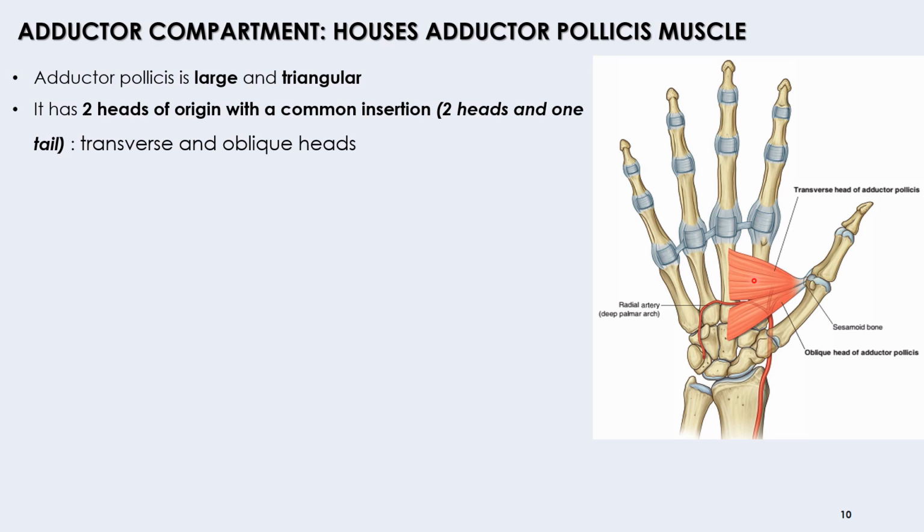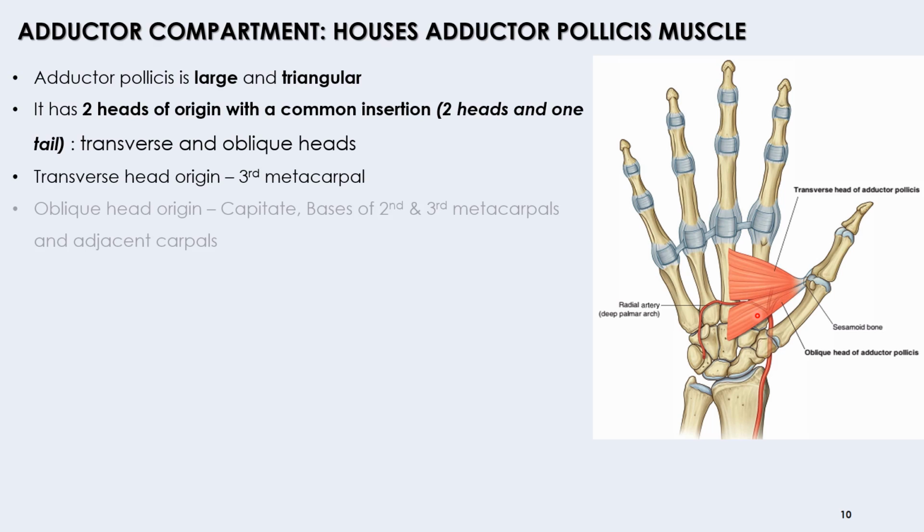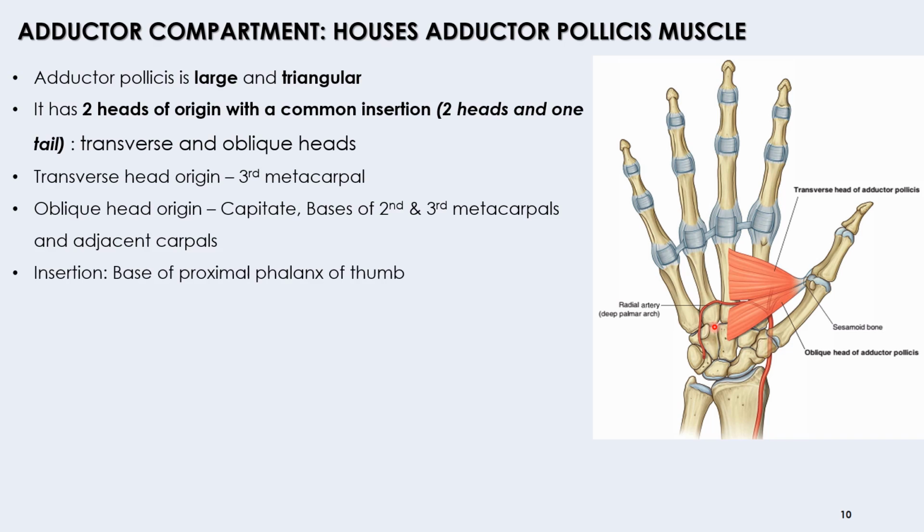So we have the transverse head and we have the oblique head. This is the transverse head over here, this is the oblique head over here. This is the first metacarpal, the second, the third, the fourth, and the fifth metacarpal. So the transverse head originates from the third metacarpal, while the oblique head originates from the bases of the second and third metacarpal, the capitate bone, and other adjacent carpals. The insertion is at the base of the proximal phalanx of the thumb. We can see it over here.